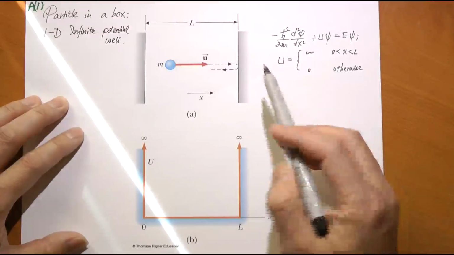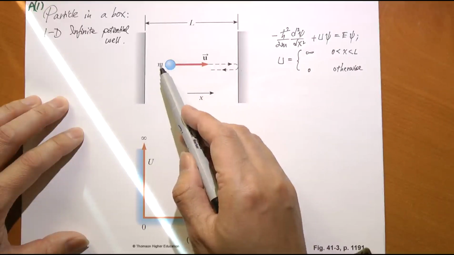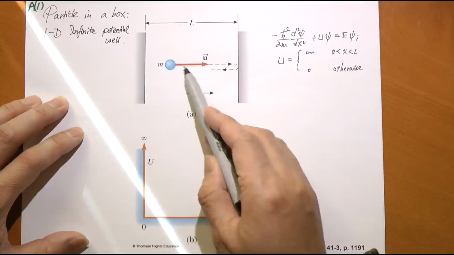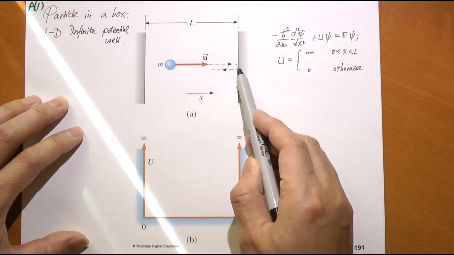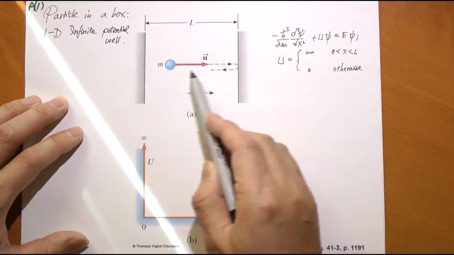Classically, we can imagine what happens if you put a particle in a box like this. Once it's inside the box, it's subject to no force, so it keeps on going at a constant rate. And once it reaches here, it has no place to go because it cannot penetrate through the wall, which is infinitely rigid, so therefore it bounces back.